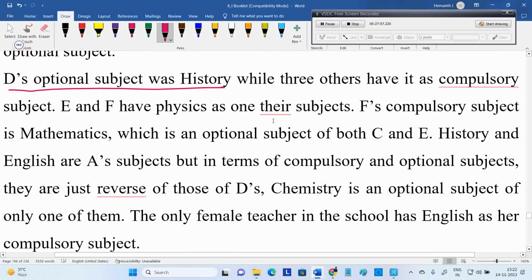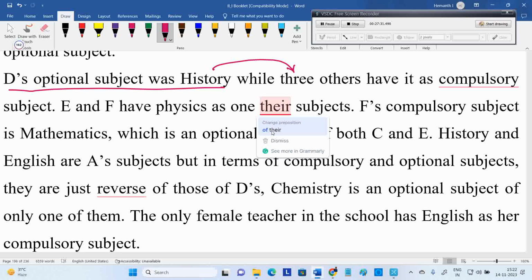Next one, three other people have history as compulsory. Okay, who are the three other people? While three other people have it as a compulsory subject, who are they? That's the question, right? We don't have info, leave it. E and F have physics as one of their subjects. Whether it is compulsory or optional, we don't have information, right?